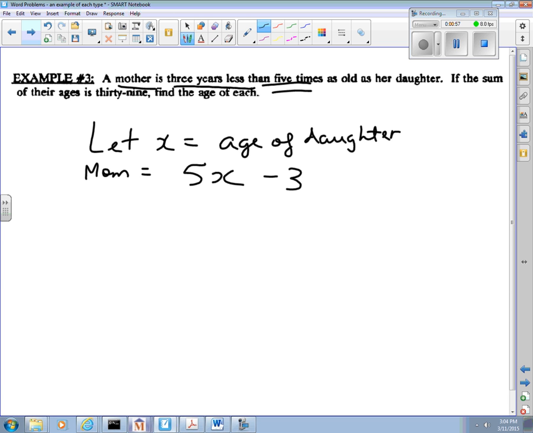And then it doesn't say in the future or in the past. It just says right now, if the sum of their ages. How do you sum things? Well, you add them together. So the daughter plus the mother equals 39. And that's a really easy example. The booklet has this as example 3. I decided to do it first because it's the easiest one. So if you're looking at the booklet right now, look at example 3. This is just a simple type 3 equation.